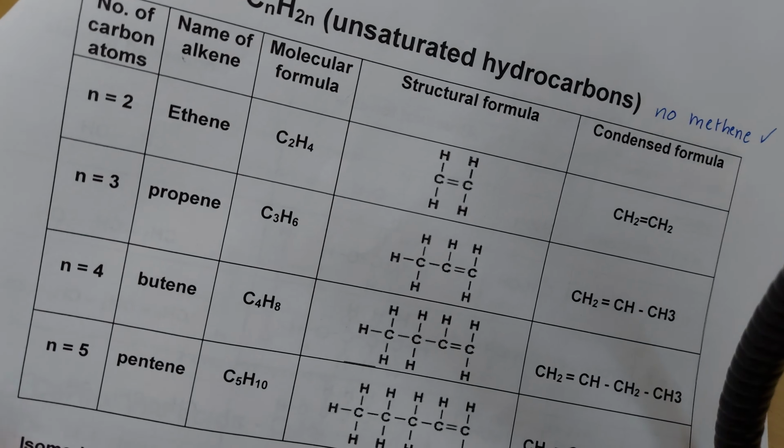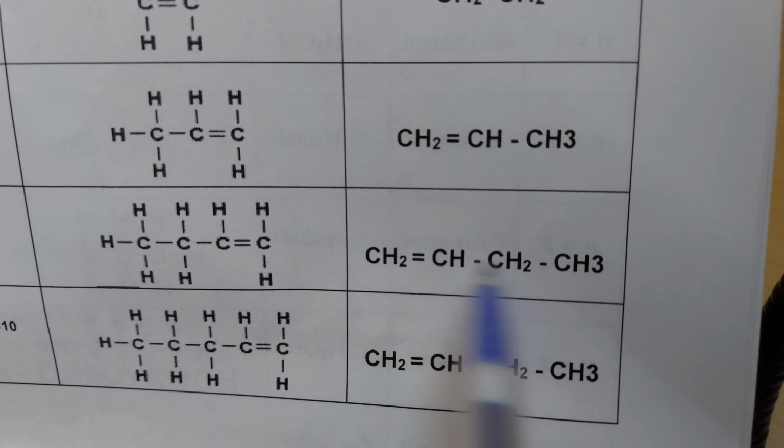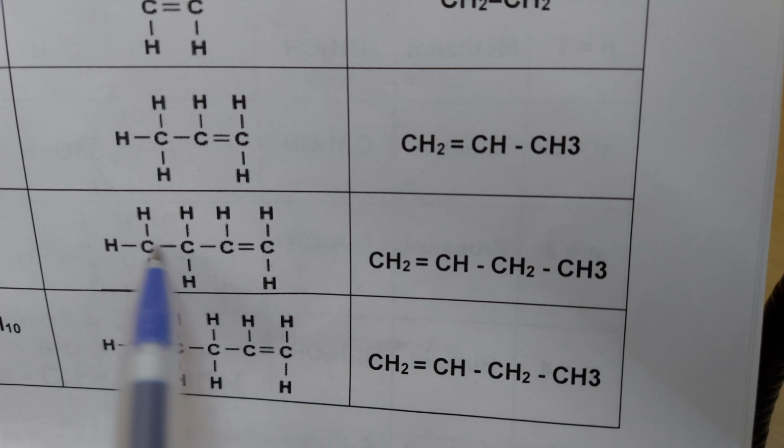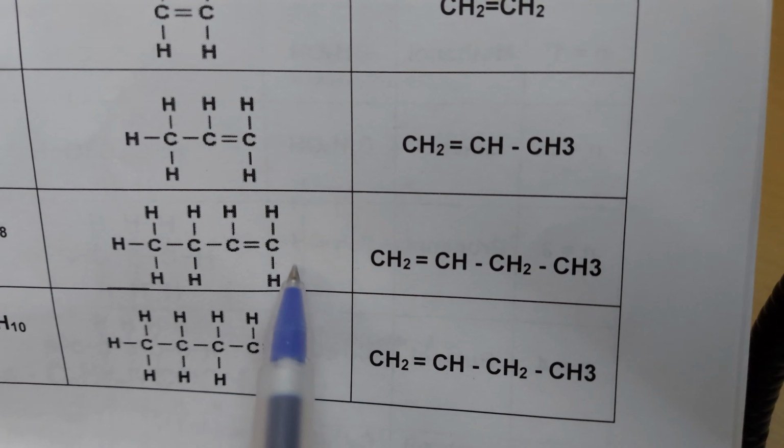So when I'm doing the condensed formula, I look at where the double bond is and then count from that carbon atom. So I'm going to count this carbon atom, that's CH2, like that, and then a double covalent bond, and then another CH, and so on. So I'm going to go from the side that has the double covalent bond closer.